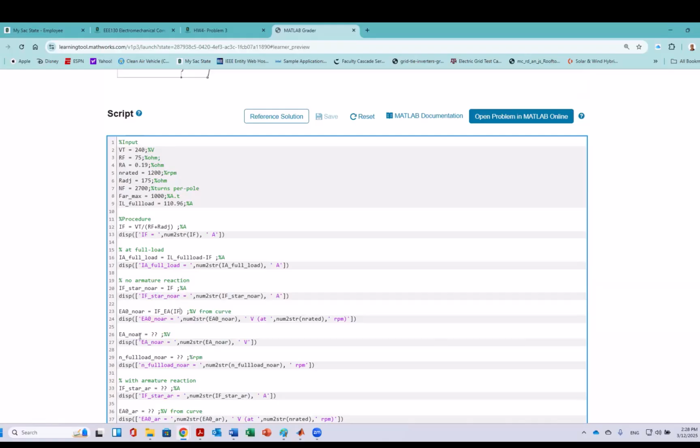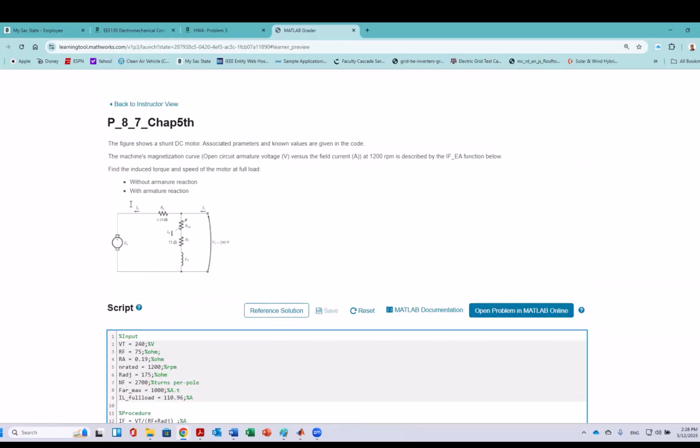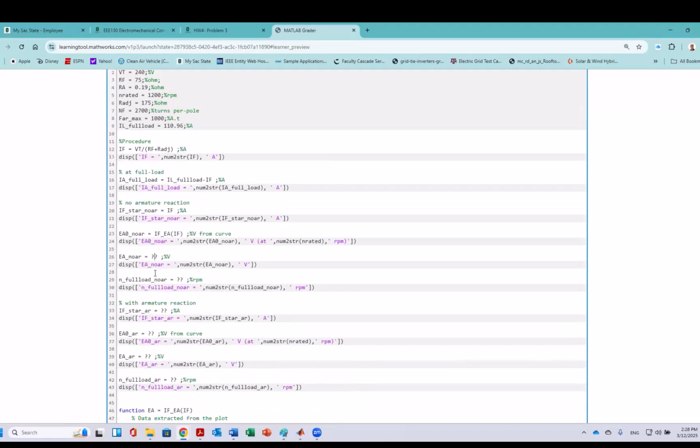Now, what would be the actual EA when there is no armature reaction? You have basically this current, you have this VT. So that would be VT minus RA times IA full load, correct? This should give you the EA when there is no armature reaction.